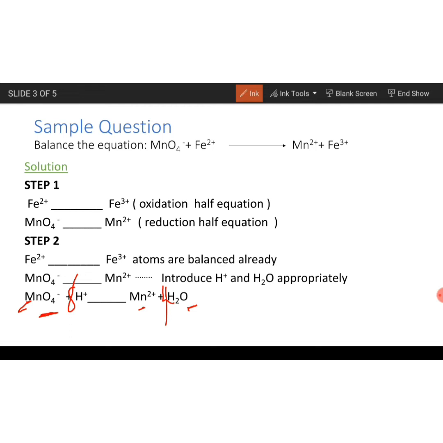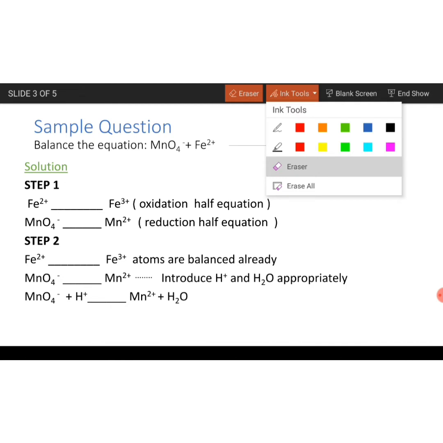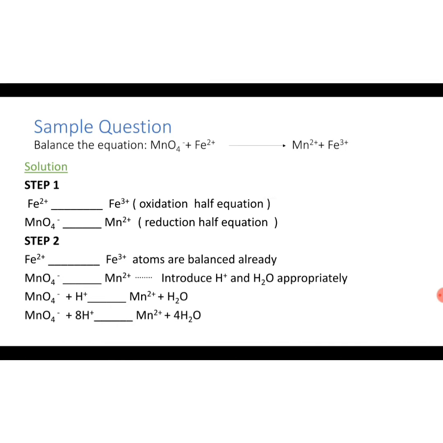So that gives us our balanced equation atom wise. We get that. So that is what brought us to this equation, manganese in that form. So that equation is balanced atom wise.